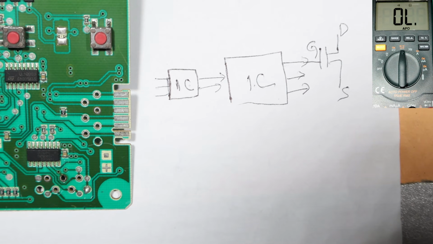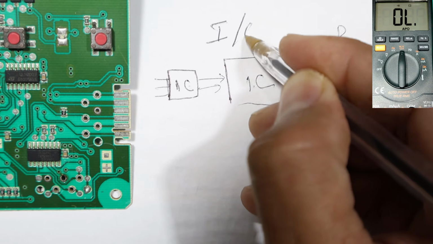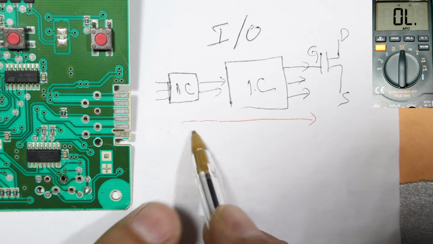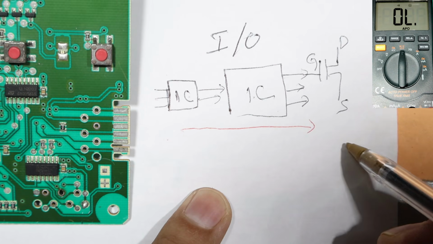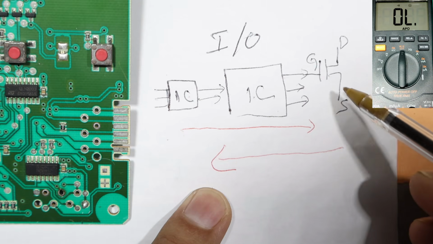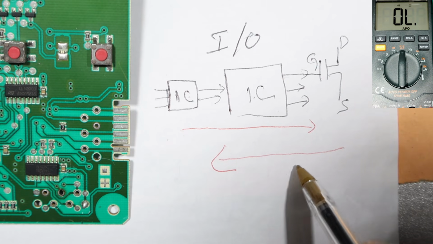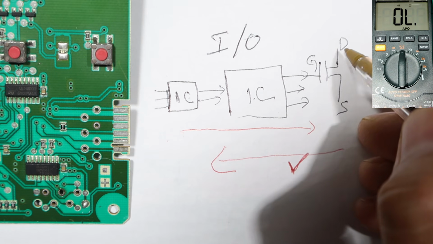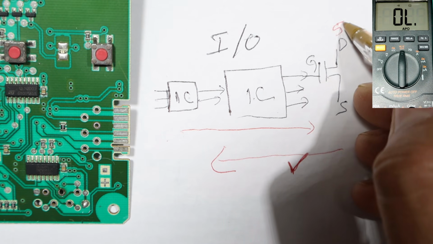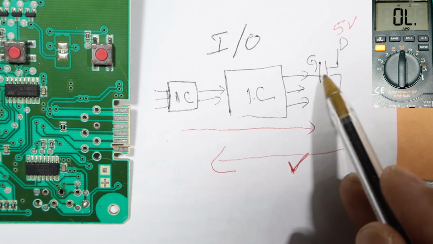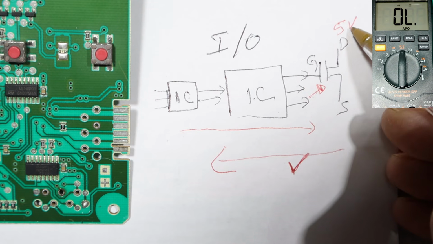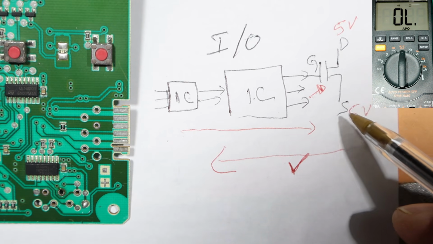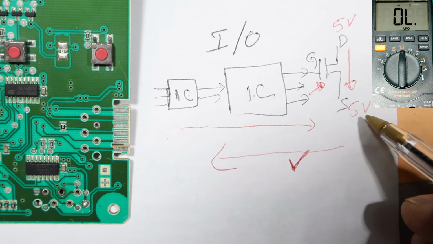So always remember input and output. Of course, there are some technicians that troubleshoot in this direction, from here to here, and others that troubleshoot in this direction, from here to here. I prefer this one. This one is the good method to troubleshoot. For example, let's assume that we have 5 volts here in the drain. Once this MOSFET is activated, we will get this 5 volts on this side. Basically, this MOSFET is not connected to the ground. We will get 5 volts on this side.